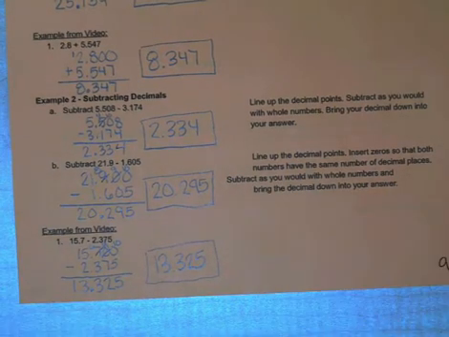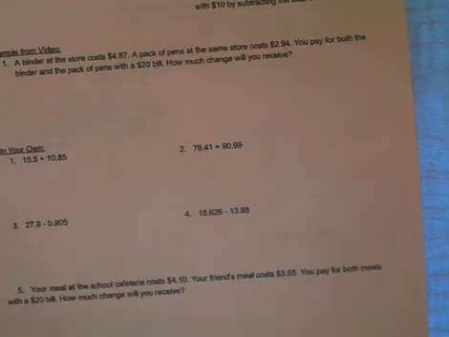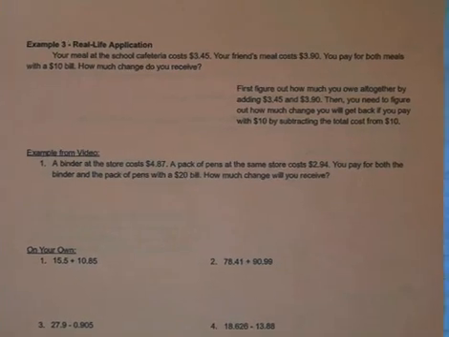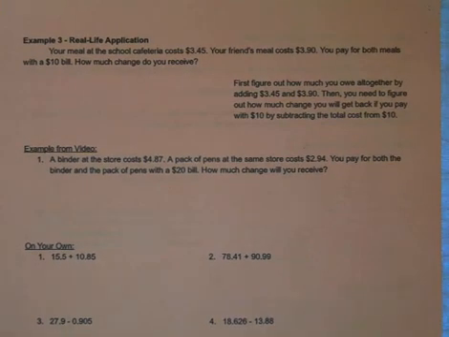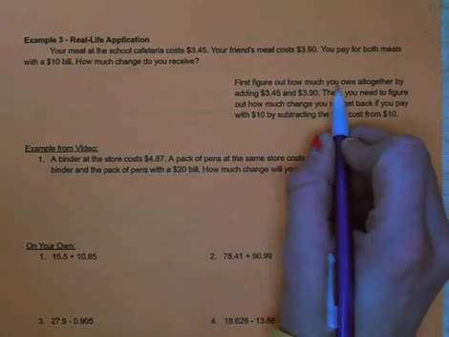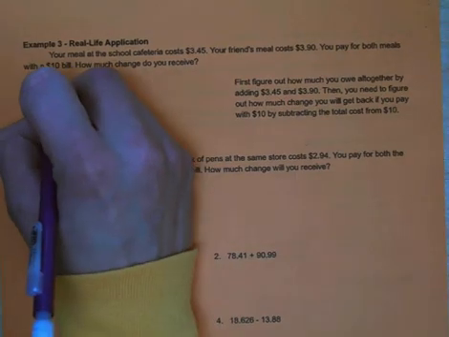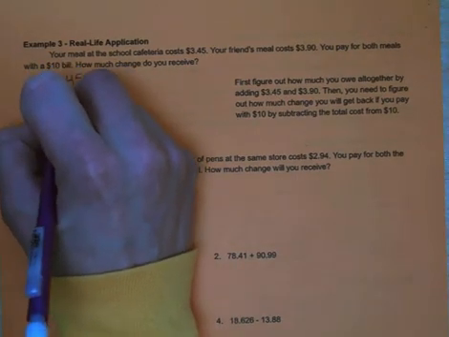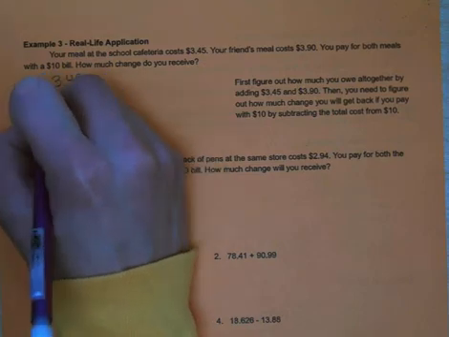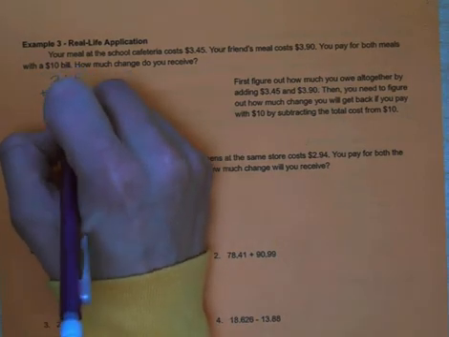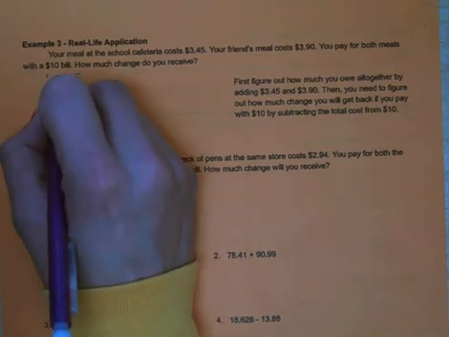All right, let's move on to the next page of our packet. We're almost done with this lesson. We just have a real life application problem. It says your meal at the school cafeteria costs $3.45. Your friend's meal costs $3.90. You pay for both meals with a $10 bill. How much change do you receive? So first we need to figure out how much you owe all together by adding $3.45 and $3.90. So let's add those together by lining up our decimal point and then adding like normal. 4 plus 9 is 13, carry 3 plus 3 is 6, plus 1 is 7.